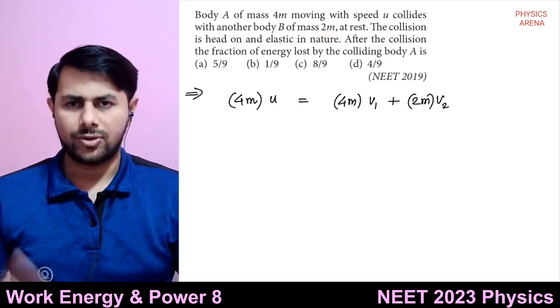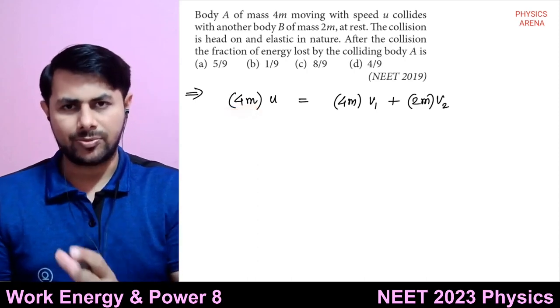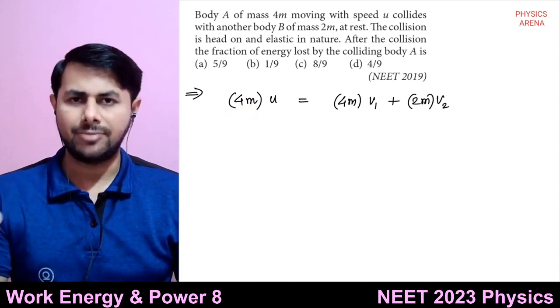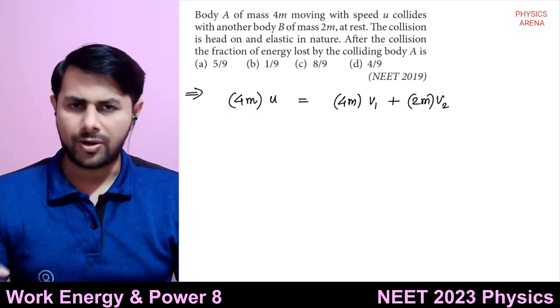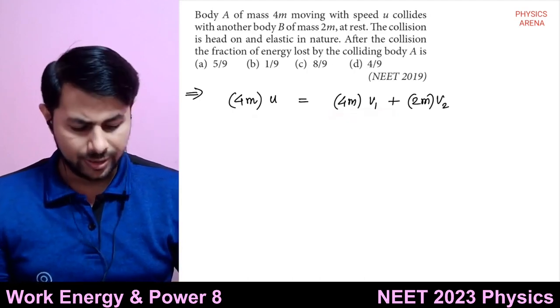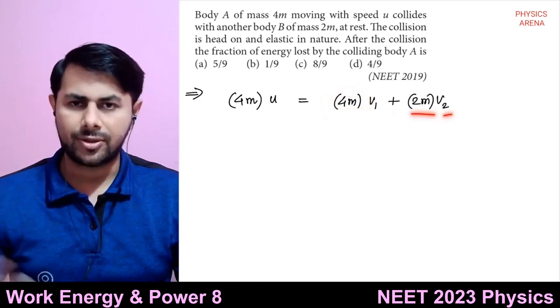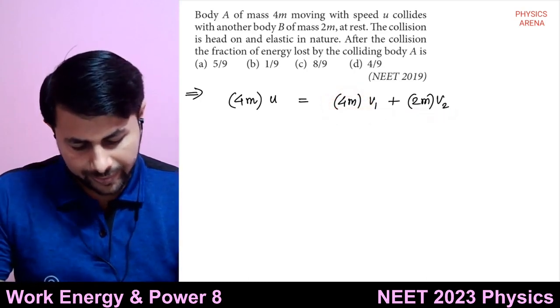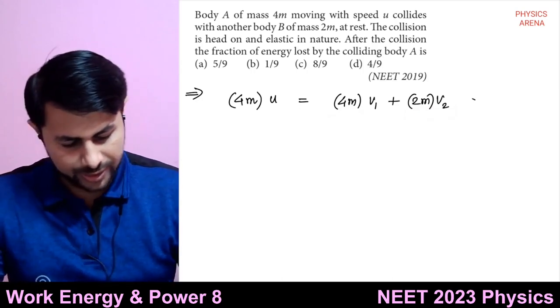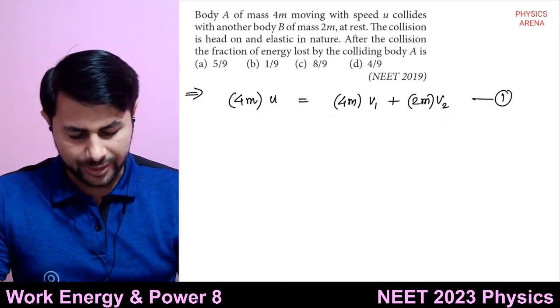Okay, so how much is the total momentum before collision? It is the momentum of the first body only. Okay, 4m times u. Mass is 4m, velocity is u. Okay, what is the total momentum after collision? 4m times velocity of the first body plus 2m times velocity of the second body. Right, after that. So this is one equation that we can write. After that, what can we write?